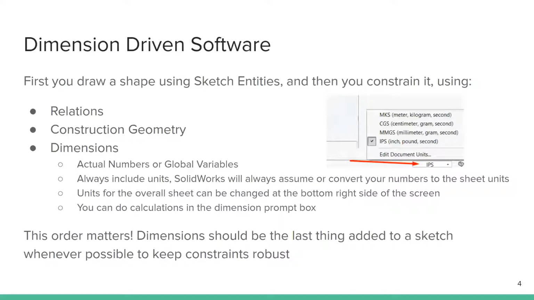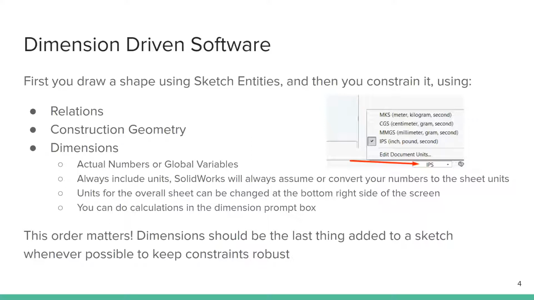Like I said, you're trying to make sure that as you go, you're able to make changes as required. And so there's a bunch of different ways that we specify dimensions. SolidWorks is a dimension-driven software in that it doesn't know what you want. You have to tell it what you are trying to make, right?